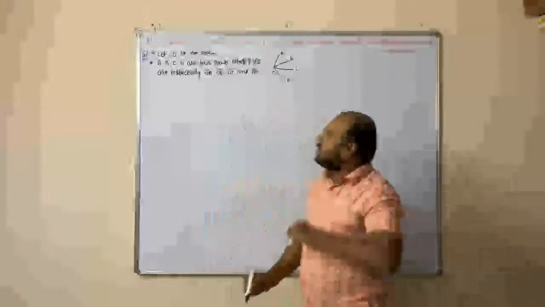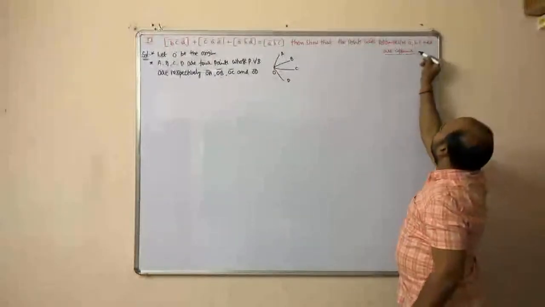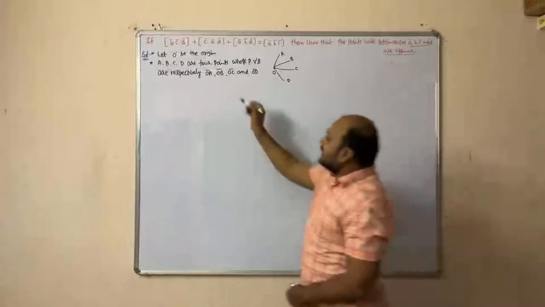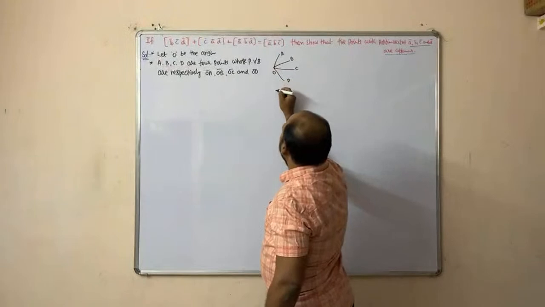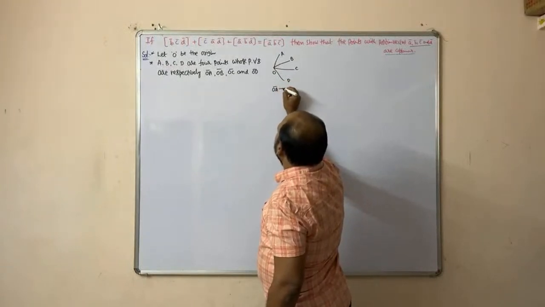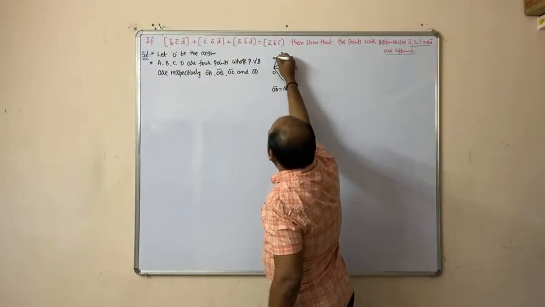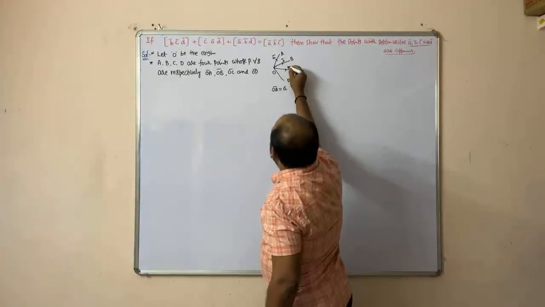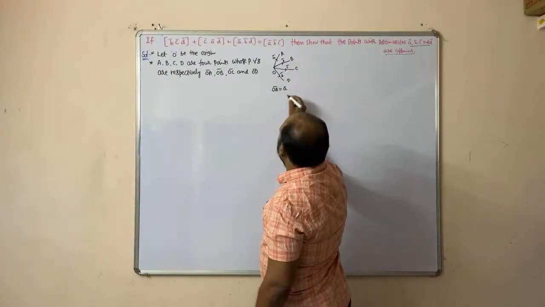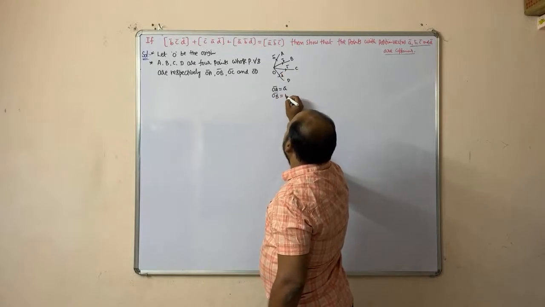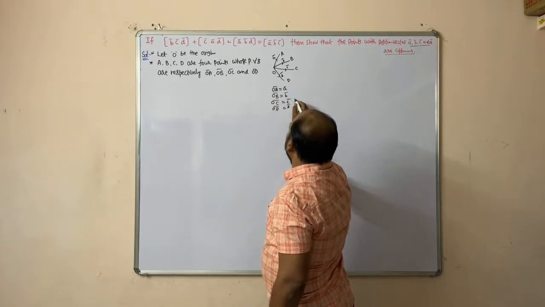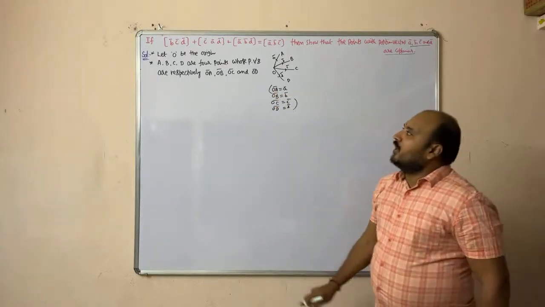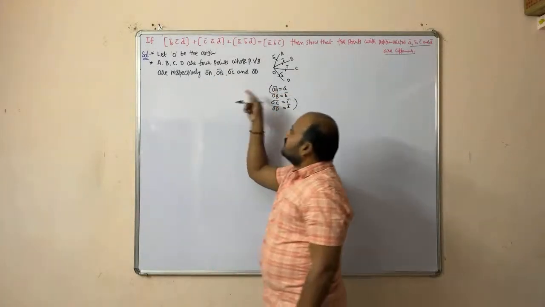And one more condition they provided: OA bar is equal to small a bar. You remember the difference. This is small a bar, this is small b bar, small c bar, small d bar. So OB is equal to b bar, OC is equal to c bar, OD is equal to small d bar. This is the way. Or respectively OA, OB, OC and OD.